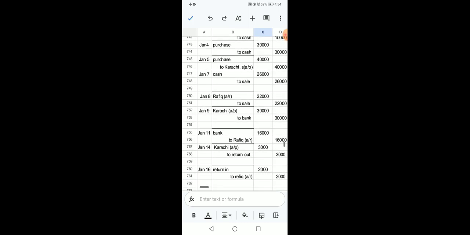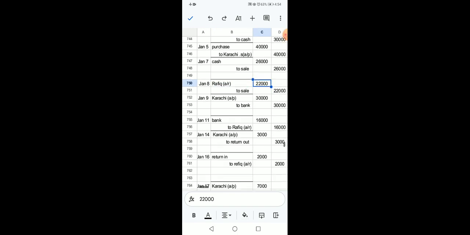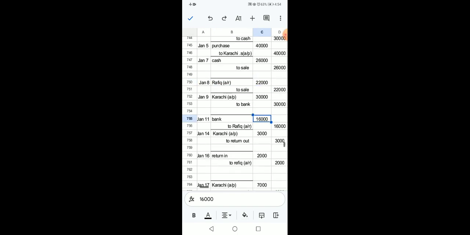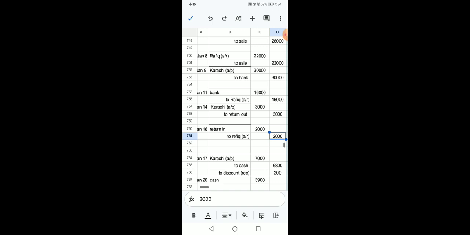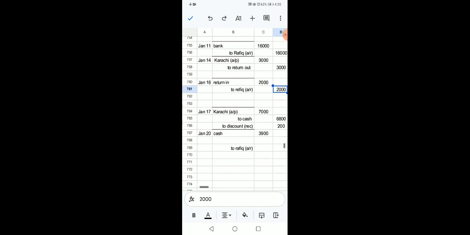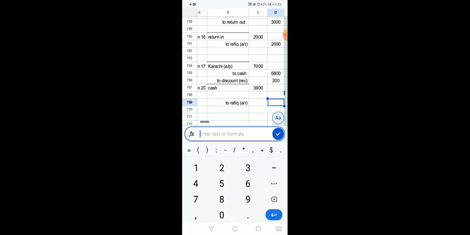Go to the above side. This is your first entry. You had sold some goods to Rafiq for 22,000. After that, you received a partial amount from him, 16,000. Then Rafiq returned goods, and we have received those returned goods worth 2,000. Now you will be able to know how much amount was receivable from Rafiq.